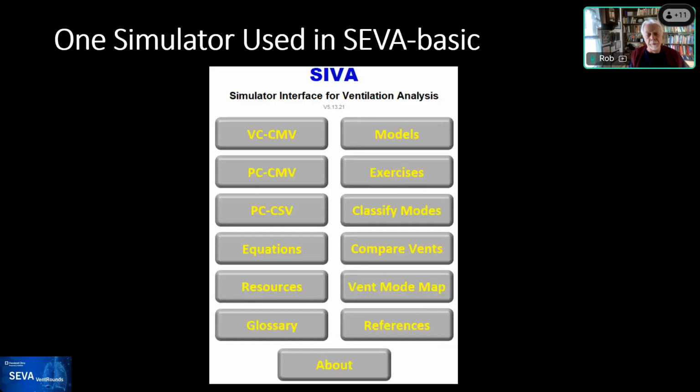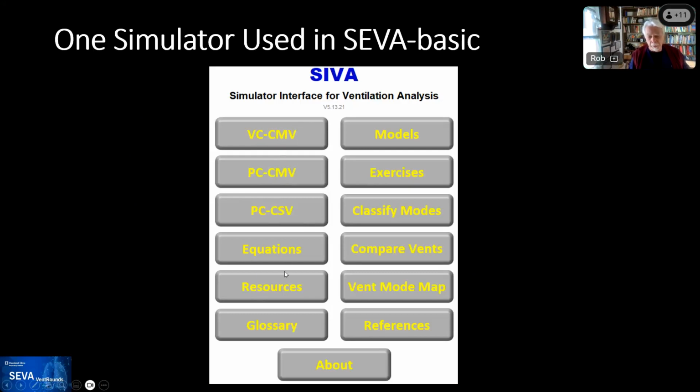Now, if you have taken the SEVA basic program, you will be familiar with this simulator that we provide for you. This is a simulator that was programmed in Microsoft Excel, and you download it onto your computer, and you get this sort of keyboard pattern here so that you can do a bunch of things. You can do volume control continuous mandatory ventilation, pressure control continuous mandatory ventilation, and pressure control continuous spontaneous ventilation. And basically, volume assist control, pressure assist control, and pressure support.